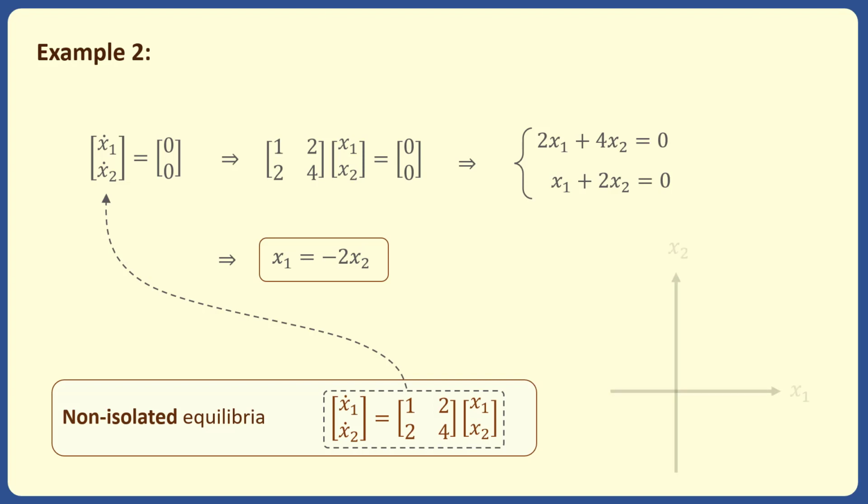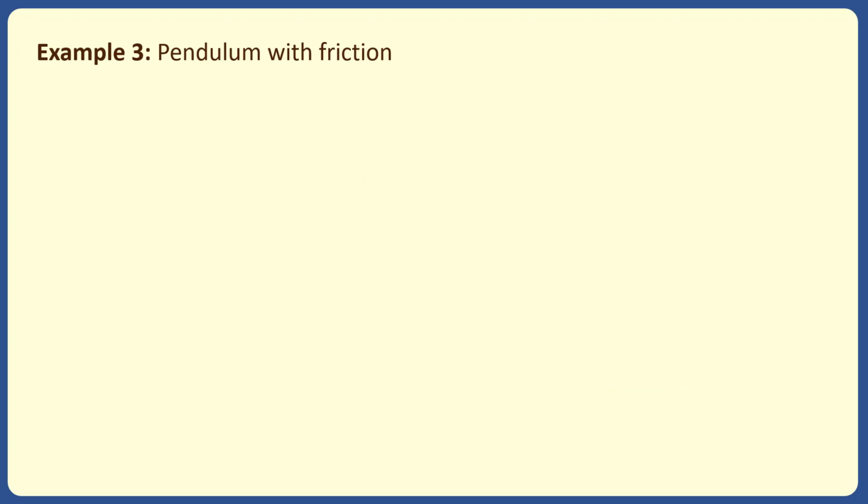If we plot the points that satisfy this equation, we see that all points on this line belong to the set of equilibrium points for this linear system. And since the equilibrium points are not isolated from each other, we call them non-isolated equilibrium points. In the third and final example, we consider a mechanical system which has infinite number of isolated equilibrium points.